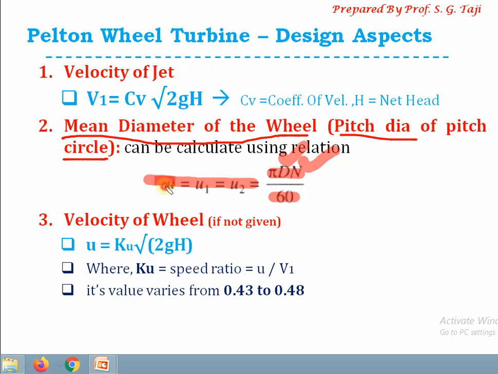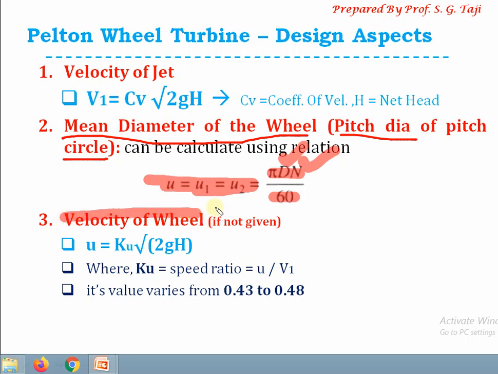We have also discussed in the previous lecture that u1 is equal to u2, both are the same, because the inlet point and the outlet point of the bucket, from where we have drawn the cross section, and we are considering the inlet point and outlet point of the jet, both are located at the same radial distance from the center. That's why u1 and u2 both are the same. Next one is the velocity of wheel.